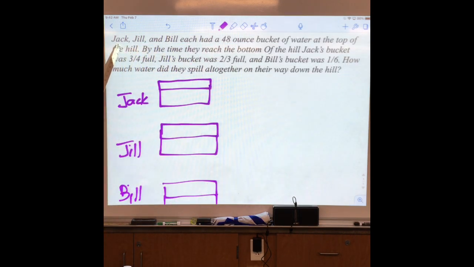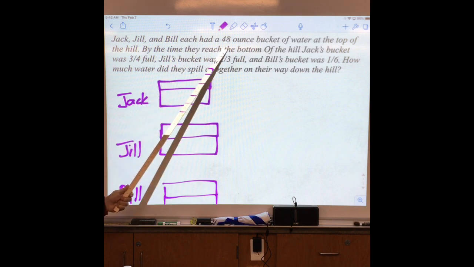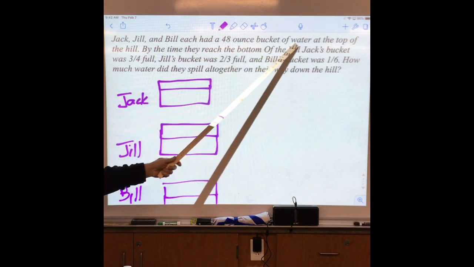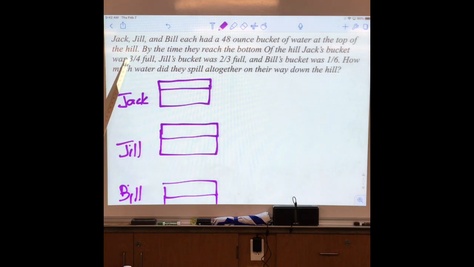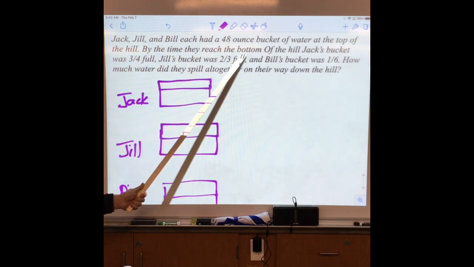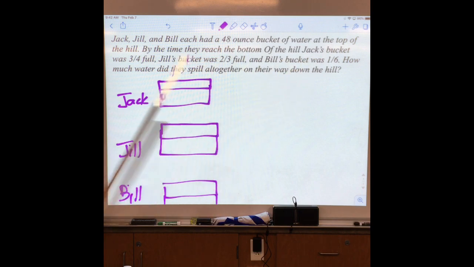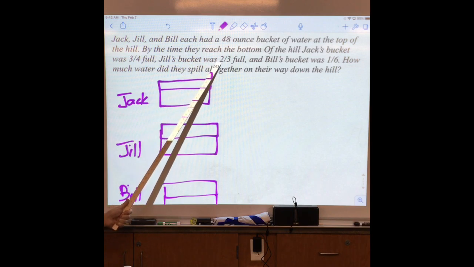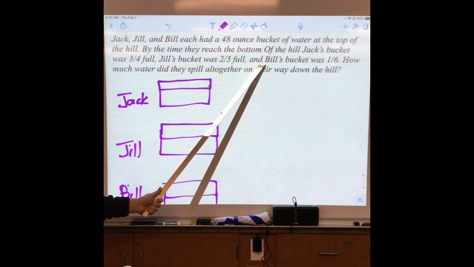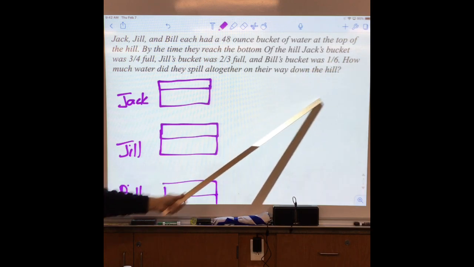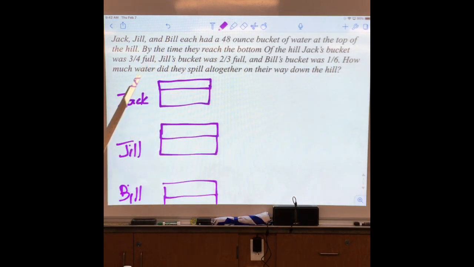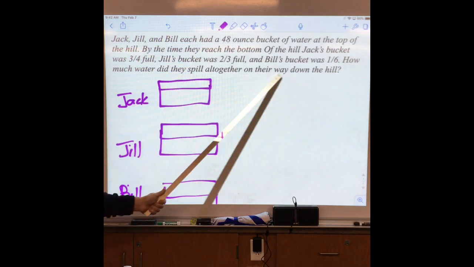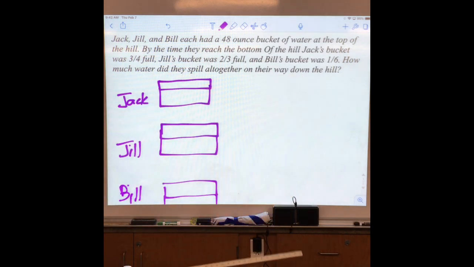All right, well, we have another problem. Jack, Jill, and Bill each had a 48-ounce bucket of water at the top of the hill. By the time they reached the bottom of the hill, Jack's bucket was 3/4 full. Jill's bucket was 2/3 full, and Bill's bucket was 1/6 full. How much water did they spill altogether on their way down the hill? So what's our number for everybody's bucket? Our number is 48.